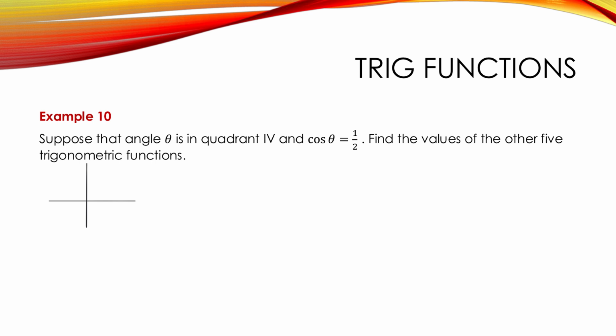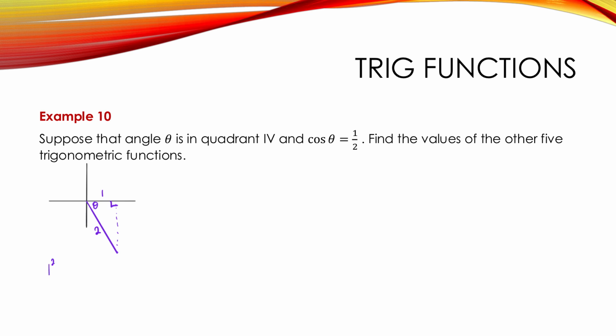All right, for example 10, I said suppose that angle theta is in quadrant 4 now, and cosine theta is 1/2. Find the values of the other 5 trigonometric functions. So we know that it's in quadrant 4, so I'll say maybe right in here. If we drop up our 90-degree, we call this guy theta. We know that the cosine is 1/2. Cosine is adjacent over hypotenuse. And we can already tell our y should be negative.